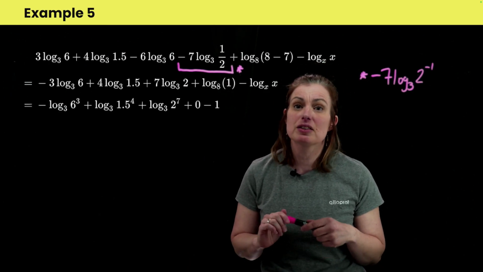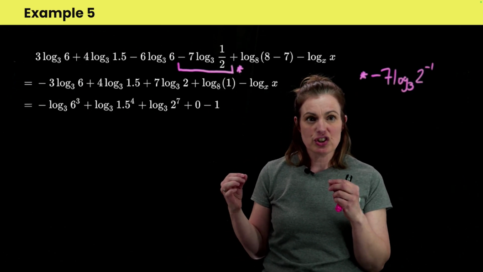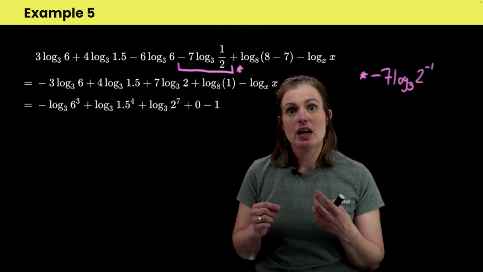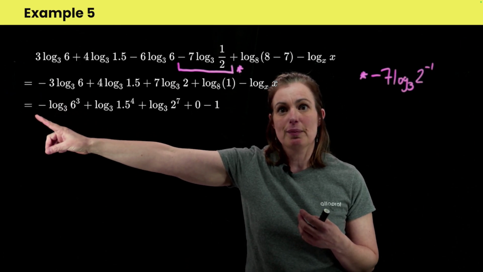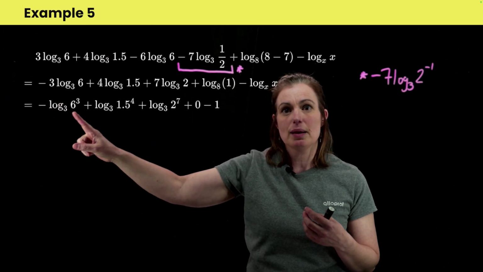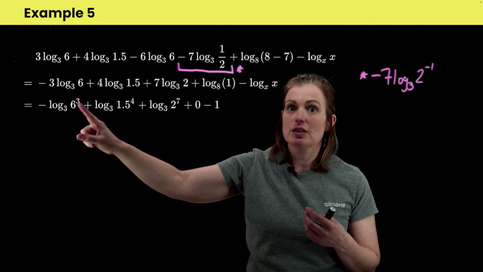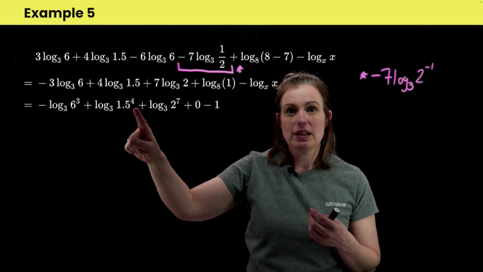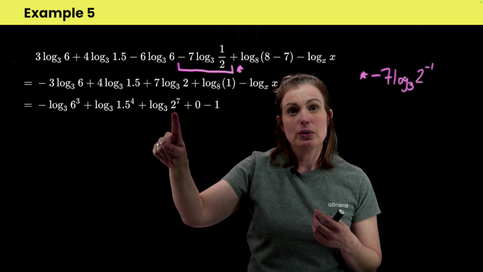All right. So for the next round, what you see here is basically those coefficients are going to come up and become exponents on the arguments. So in the first case here, we're going to leave the negative out front, but I do take the coefficient 3 and I'm putting it on the argument 6. So now I end up with 6 exponent 3. I'm going to repeat the procedure over here to end up with 1.5 to the exponent 4. And again over here, that leaves me with 2 exponent 7.